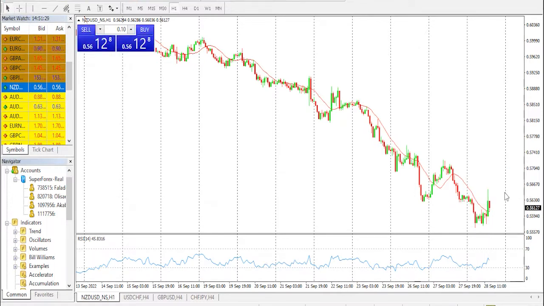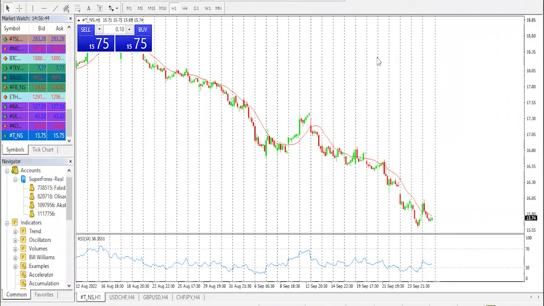Now let's move over to the stock markets. Welcome back, guys. Today on the stock market, we're having a look at AT&T. And now, what to presume from AT&T?